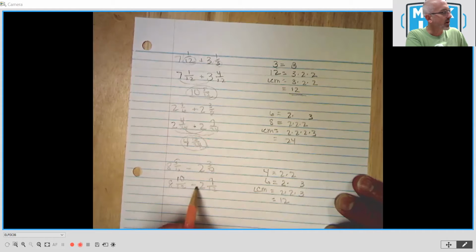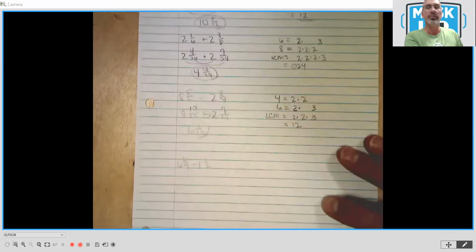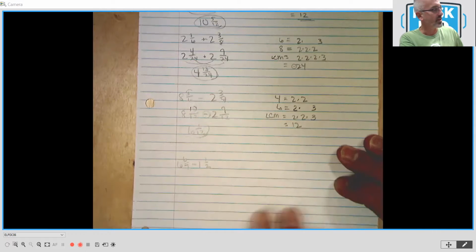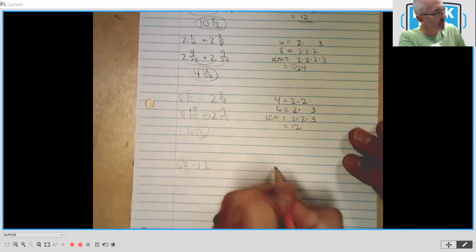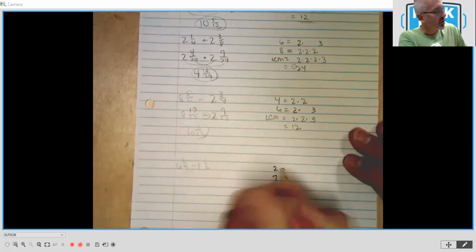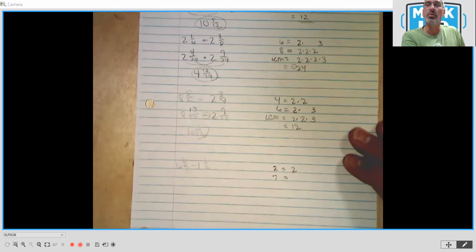Now this time, remember, we are subtracting. Right? 8 minus 2 is 6. 10/12 minus 9/12 is 1/12. 6 and 1/12 is our answer. And one final one: 6 and 6/7 minus 1 and 1/2. Once again, we need to get common denominators. So we're going to list the factors of 2 and 7. Well, 2 is prime, so the only factor of 2 is 2. 7 is also prime, so it is the only factor of 7.